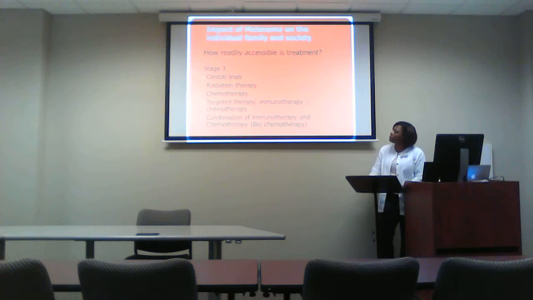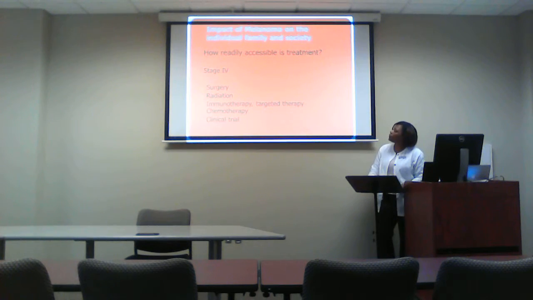Stage 3, clinical trials. In stage 3, sometimes they do clinical trials, radiation again, chemo, targeted therapy, immunotherapy, and chemotherapy. They also do a combination of immunotherapy and chemotherapy combined, which is a biochemotherapy. As you can see, as they get more aggressive, there are more treatments for it.